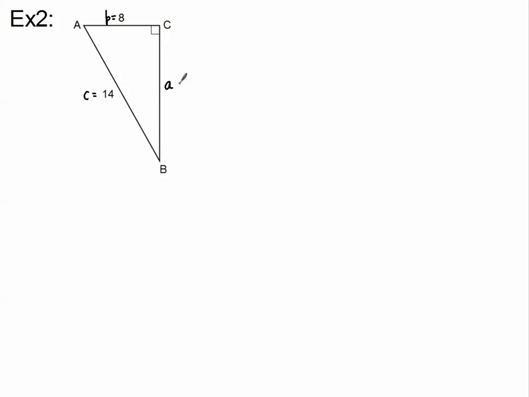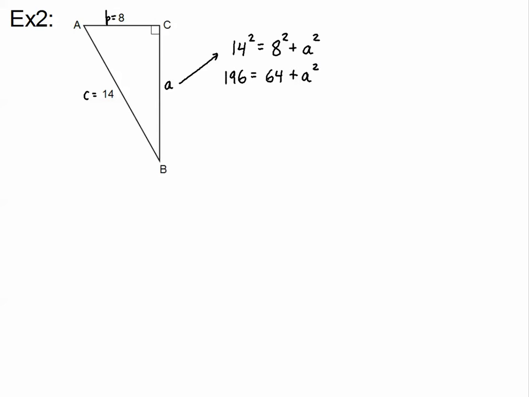I know that we are dealing with a right triangle, so I can just use the Pythagorean theorem. I always start with the hypotenuse squared will be equal to one of the legs squared plus the other leg squared. So 14 squared equals 8 squared plus a squared. Let's go ahead and solve that. 14 squared is 196. 8 squared is 64. a squared, of course, is still a squared.